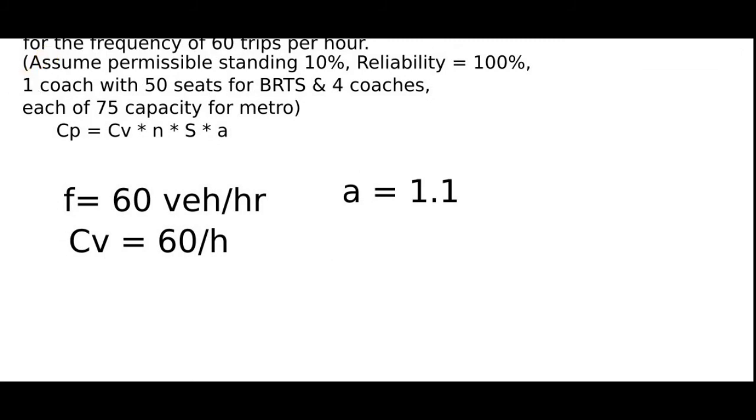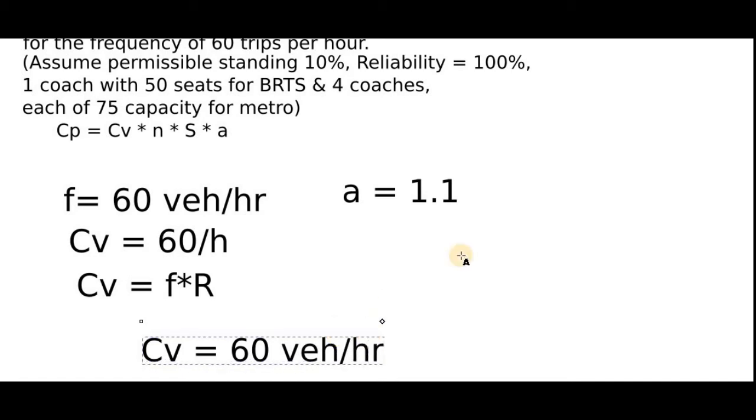So, Cv is also equal to F into R. In this case, they have told me to take R as 100%, even in 60 divided by H into R, but it was 100, so I just ignored it. So, F into R: F is 60, R is 100%, so we take it as 1. And that means that Cv is equal to 60 vehicles per hour.